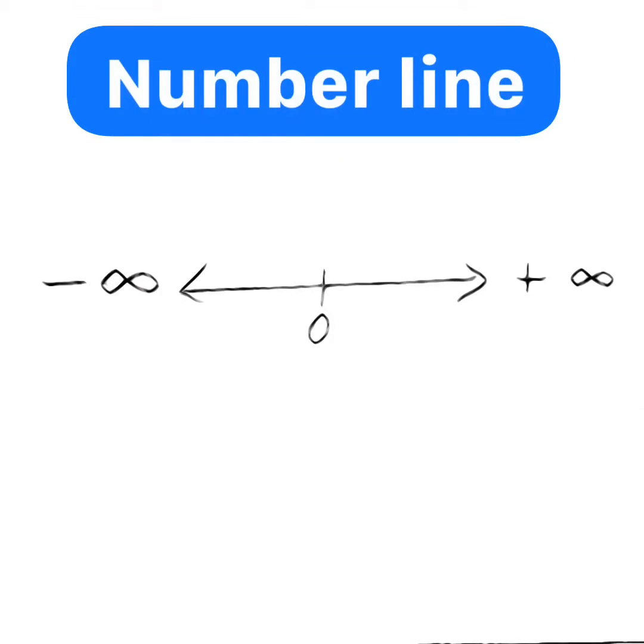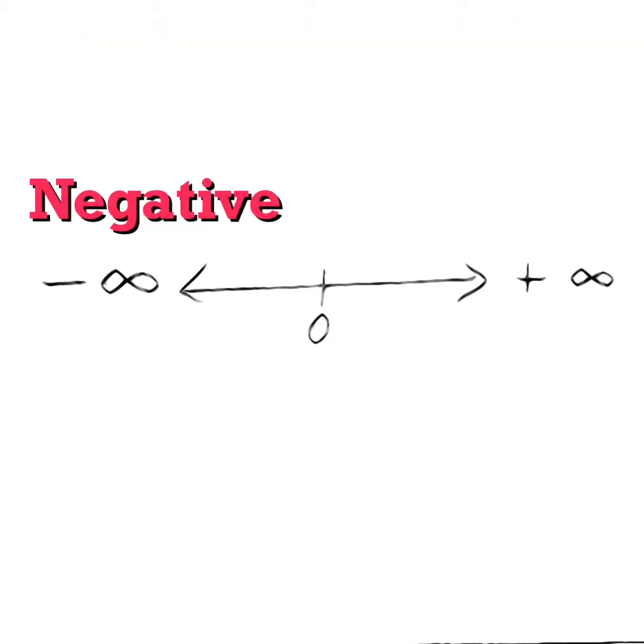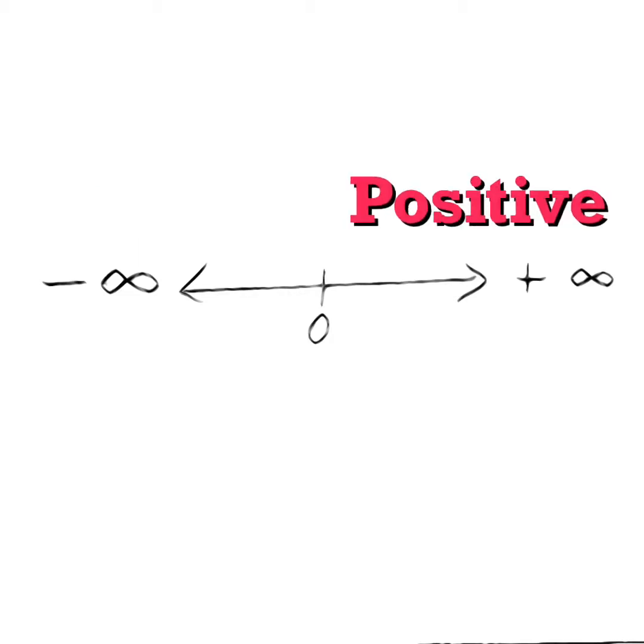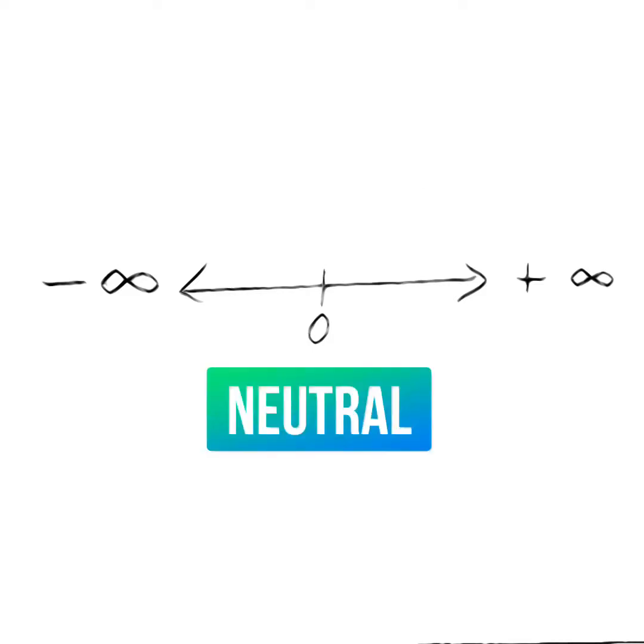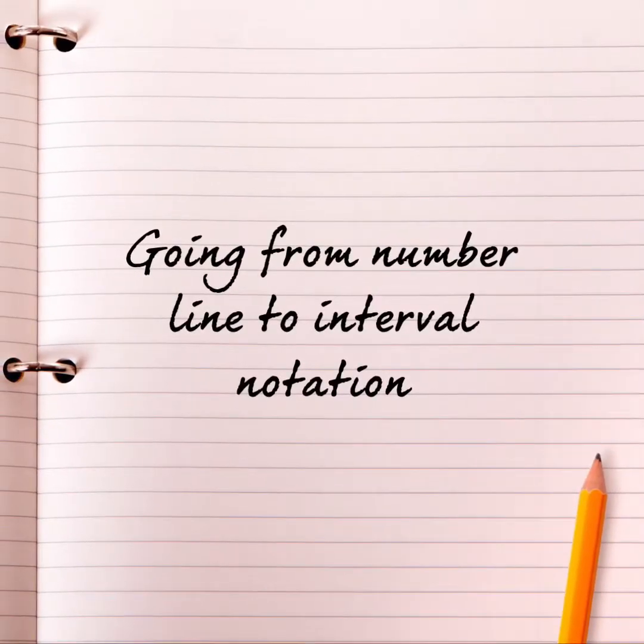So here's your basic number line. To the left of 0 are your negative numbers. To the right of 0 are your positive numbers. The number 0 itself is considered neutral. Going from your number line to interval notation.